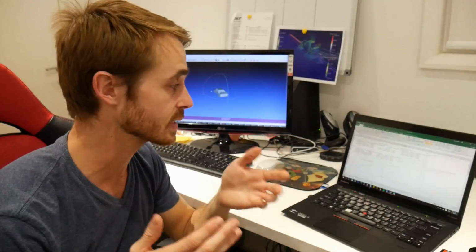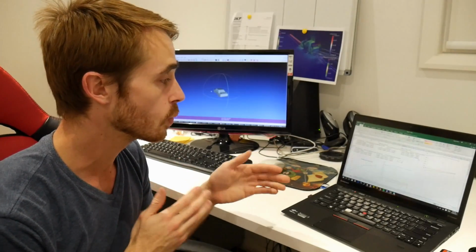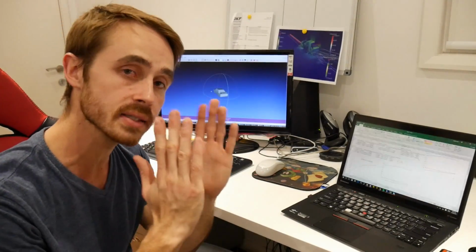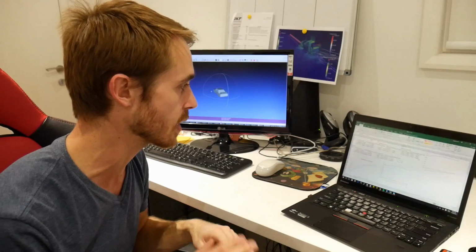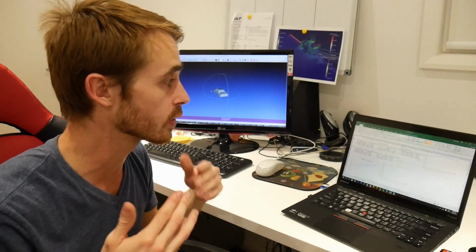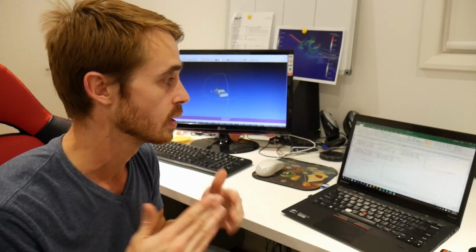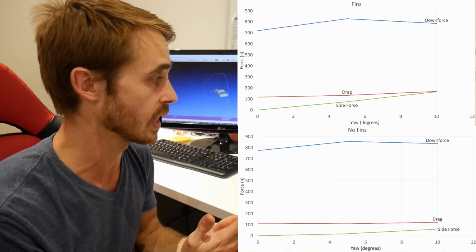To start you off with some basic numbers, if we look at the non-finned versus the finned case in a straight line, we actually lose a little bit of downforce with the fins, as you'd expect, because you're taking away a little bit of wing area. So we have about 7% less downforce in a straight line. We've got 2% more drag because of the extra pressure drag on the faces of the fins. Side force is the same because we're in a straight line.